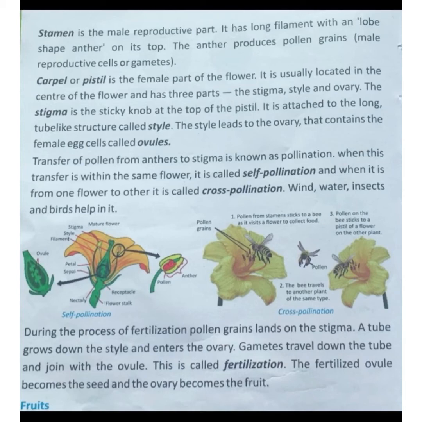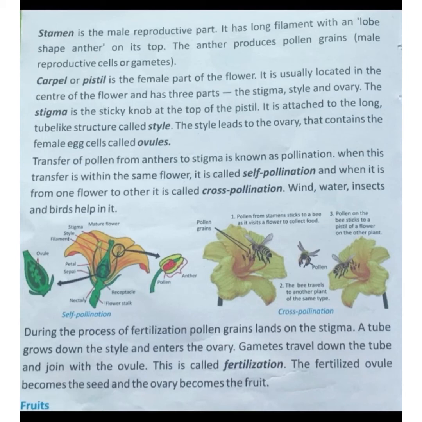Carpel or pistil is the female part of the flower. It is usually located in the center of the flower and has three parts: the stigma, style, and ovary. The stigma is the sticky knob at the top of the pistil. It is attached to the long tube-like structure called style. The style leads to the ovary that contains the female egg cells called ovules.